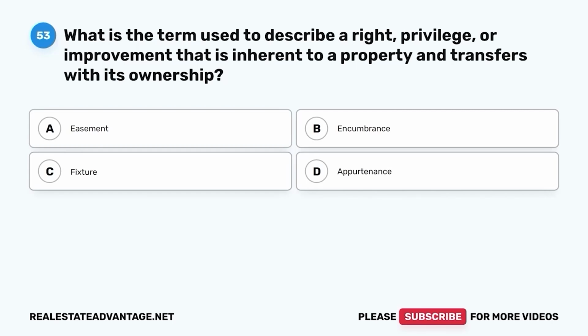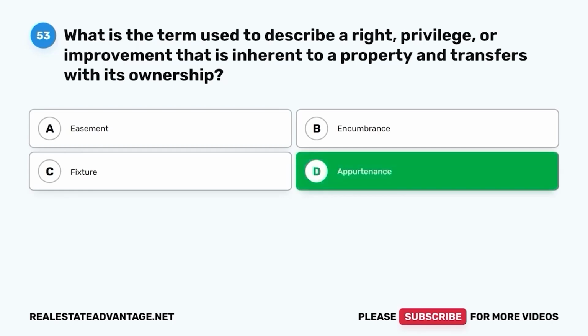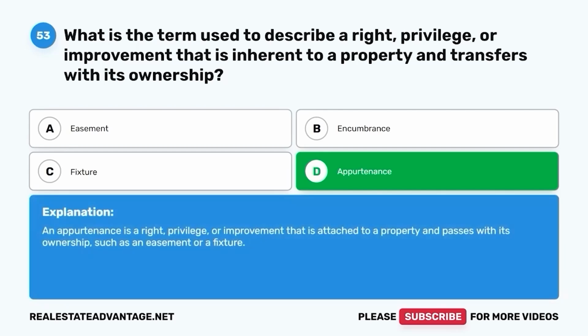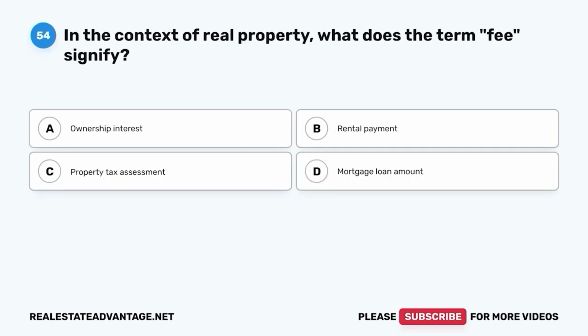A, easement. B, encumbrance. C, fixture. D, appurtenance. The correct answer is D, appurtenance. An appurtenance is a right, privilege, or improvement that is attached to a property and passes with its ownership, such as an easement or a fixture. Question 54. In the context of real property, what does the term fee signify?